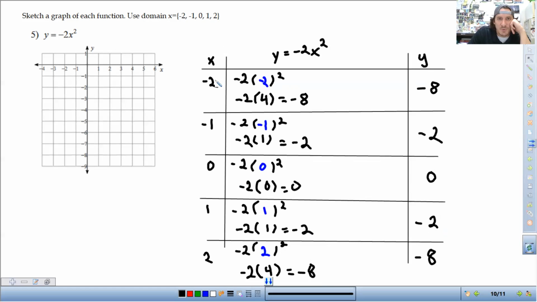So now I'm going to plot these points: -2, -8. So -2 on the x, -8 on the y. Plot a point. -1, -2. So -1 on the x, -2 on the y. 0, 0. 1, -2. So 1 on the x, -2 on the y. And then 2, -8. So 2 on the x, -8 on the y. And we are done.